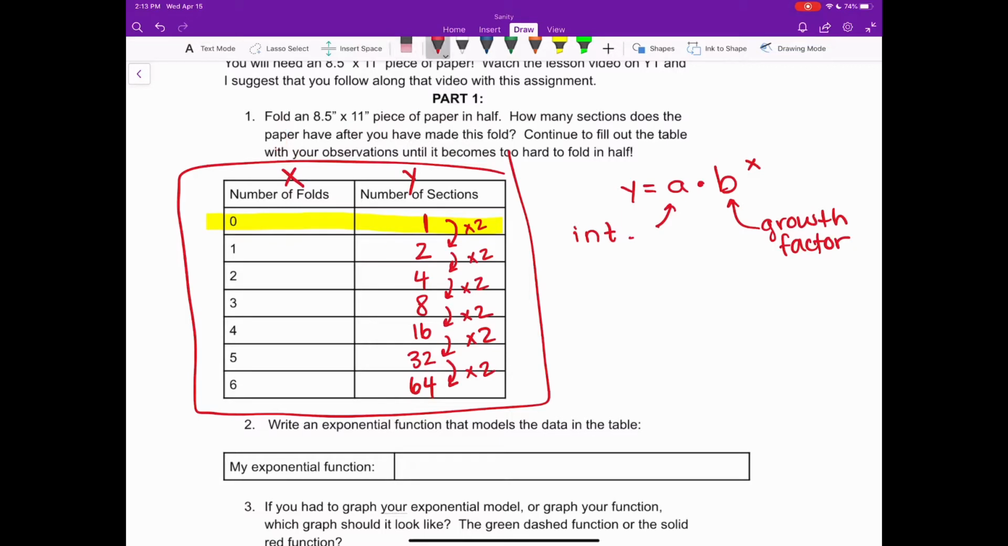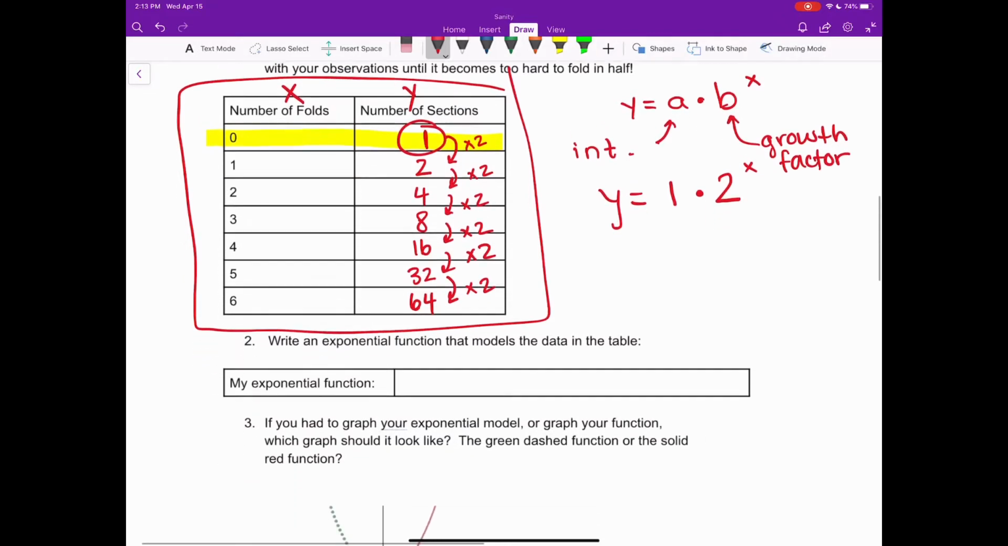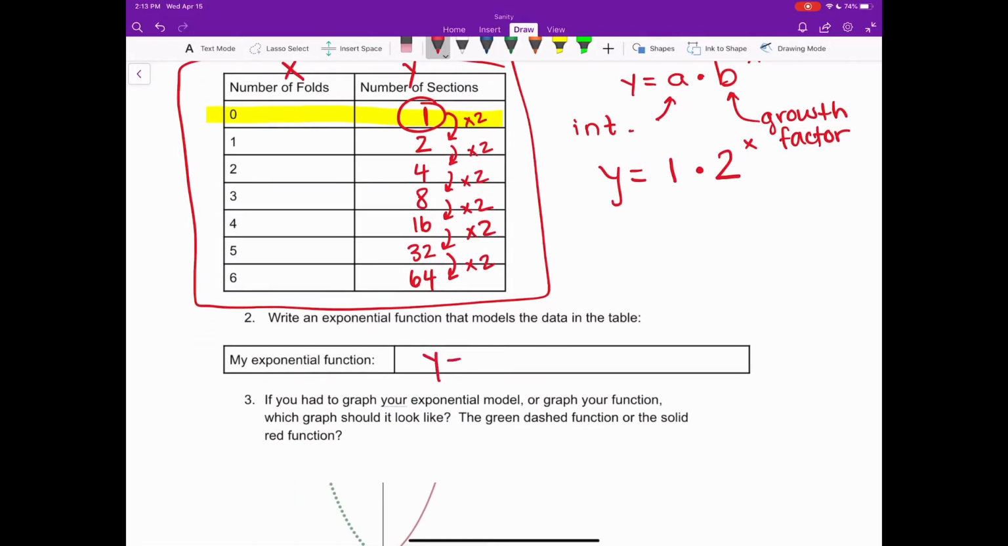So if I try and find where x equals 0, well, when x equals 0, y equals 1 right here. So my initial value has to be 1 times, and then what's our growth factor? What am I growing by? What am I multiplying by every time? Well, we're multiplying by 2 every time, as we see in the table. So my b value has to be 2, and then to the power of x. So there I could write my exponential function as y equals 2 to the power of x.